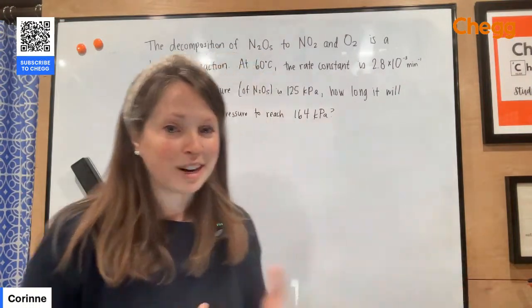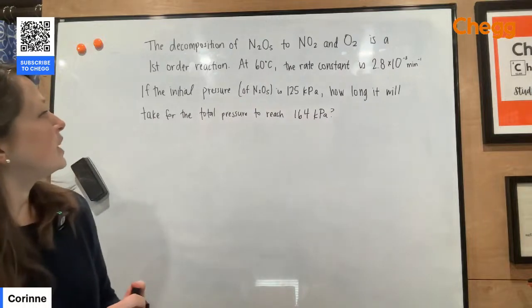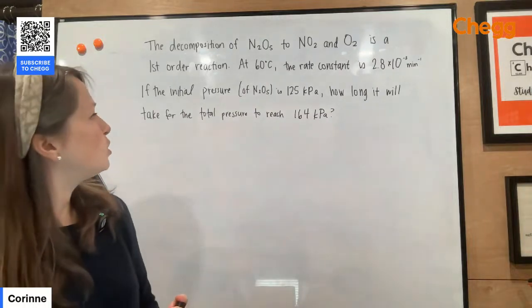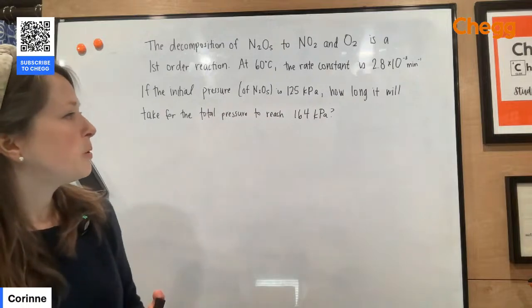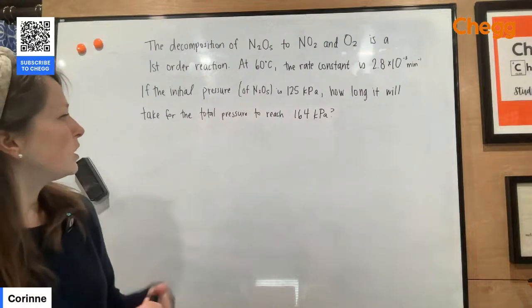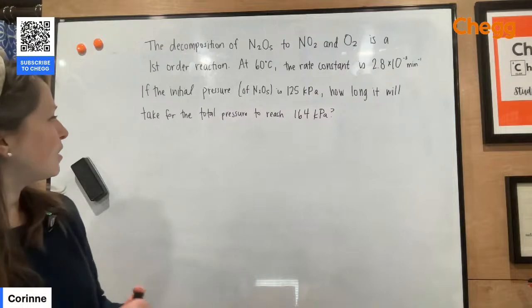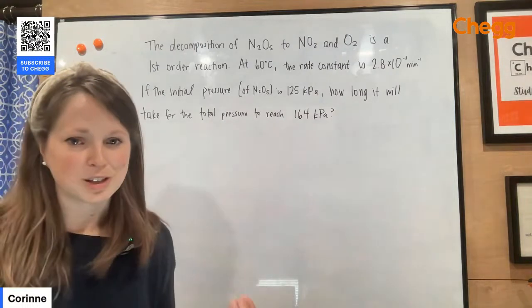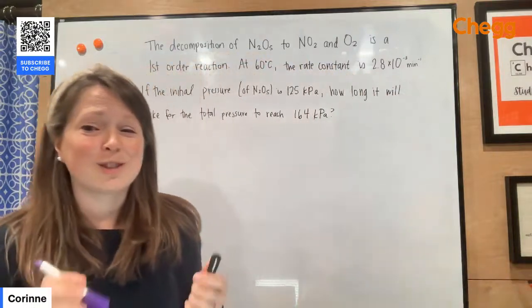All right, let's get started. So with this one, this was a question that was asked last week. The decomposition of N2O5 to NO2 and O2 is a first order reaction. At 60 degrees, the rate constant is 2.8 times 10 to the negative third inverse minutes. If the initial pressure of our reactant is 125 kilopascals, how long will it take for the total pressure to reach 164 kilopascals?